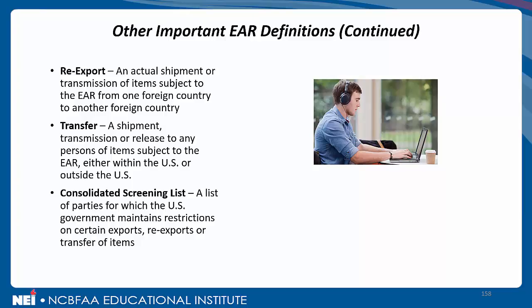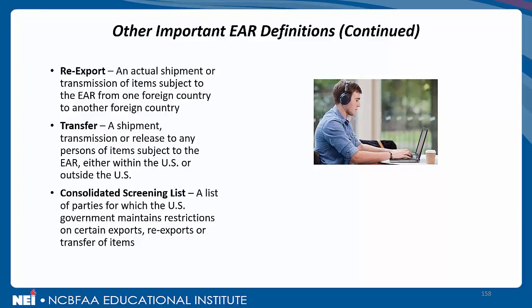So once again, it's not just a geographic U.S. thing. It's goings on outside the U.S. as well. One term that we haven't mentioned yet in too much detail, certainly in this module, but we'll be going through in much greater detail, is the Consolidated Screening List. This is a list of parties for which the U.S. government maintains restrictions on certain exports, re-exports, or transfer of items.